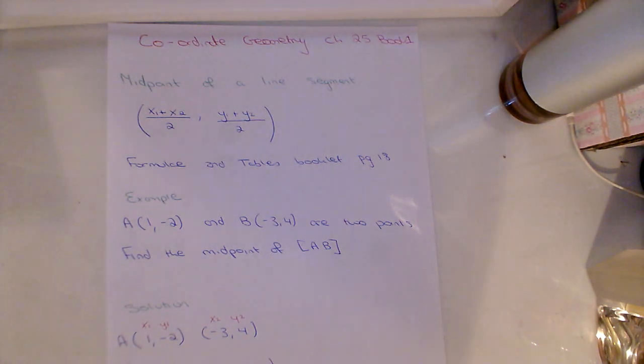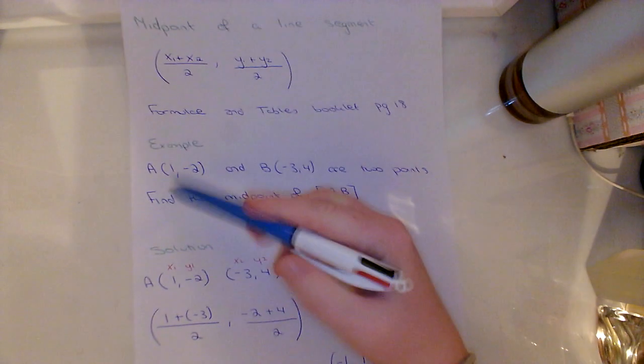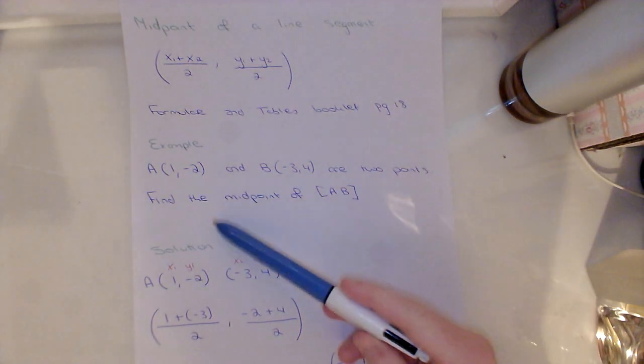You need to get used to using your log tables, so get them out and make sure you can find that formula, the midpoint formula. So the first example I have here is A. It says A is (1, -2), B is (-3, 4) are 2 points, find the midpoint of A, B.